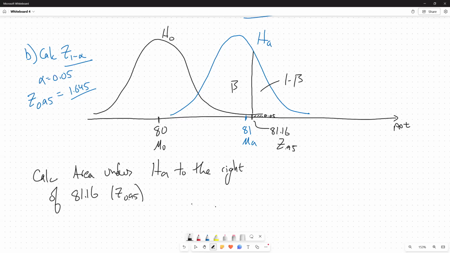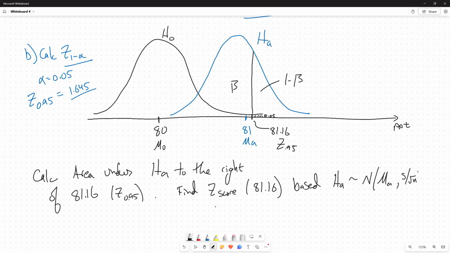So to do that, we're going to figure out the z-score associated with this null distribution. So find the z-score of 81.16 based on the null distribution. HA follows normal, mu alpha, S over square root of n.